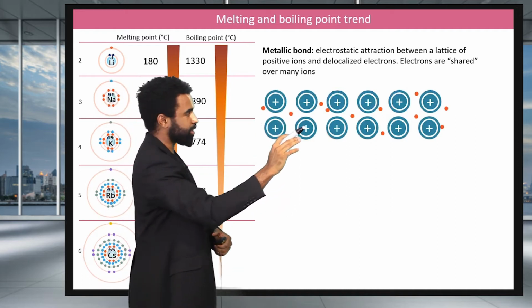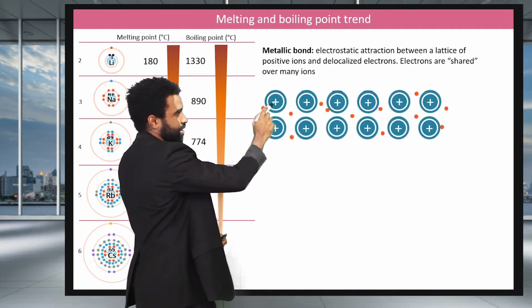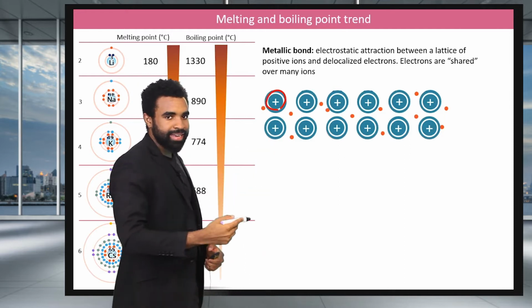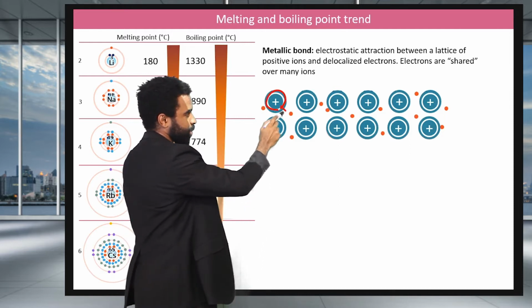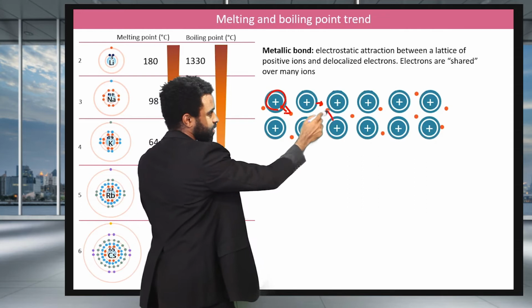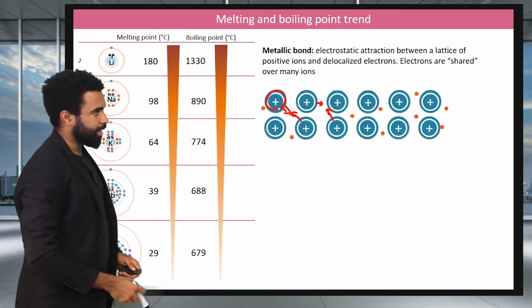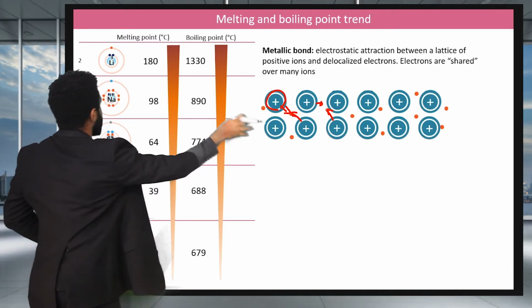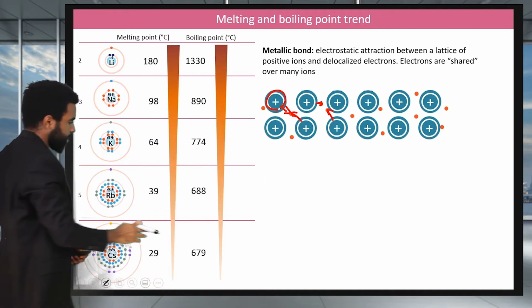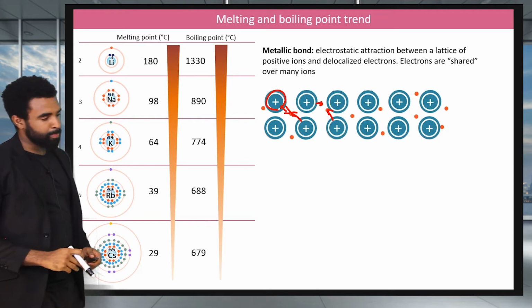So again, we haven't changed much. All that we're saying here is that we have a positively charged cation, right? And of course, this positively charged cation will be attracted to the sea of delocalized electrons. So we have that kind of mutual attraction there. Now consider how this here, lithium, would look different from, say, potassium.